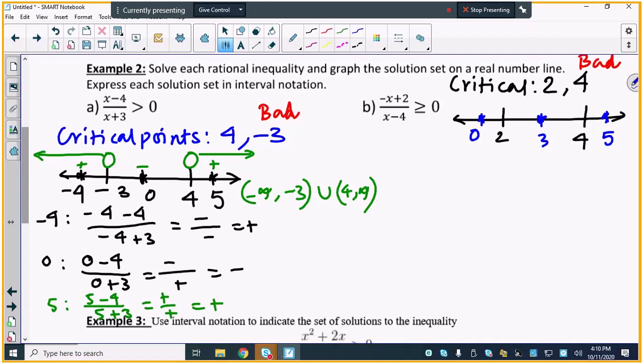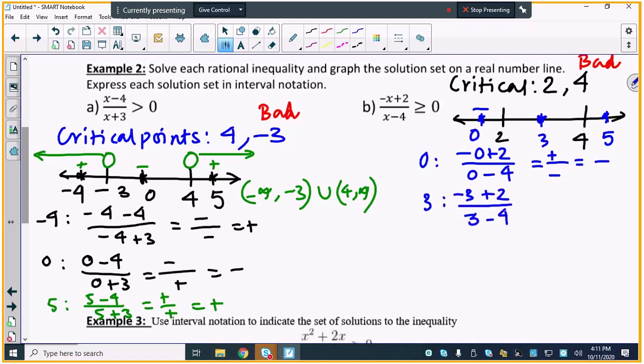When I'm evaluating at 0, I get negative 0 plus 2 over 0 minus 4. So the top is positive, the bottom is negative, so the total sign is negative. Now I am evaluating at 3, so I get negative 3 plus 2 over 3 minus 4. Both top and bottom are negative this time. So it's minus 1 over minus 1, negative over negative, so the total sign is positive. Finally, at the testing point 5, I get negative 5 plus 2 over 5 minus 4. The top is negative, the bottom is positive, the total sign is negative.